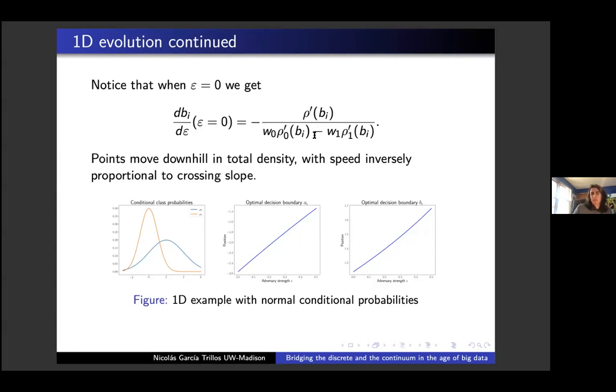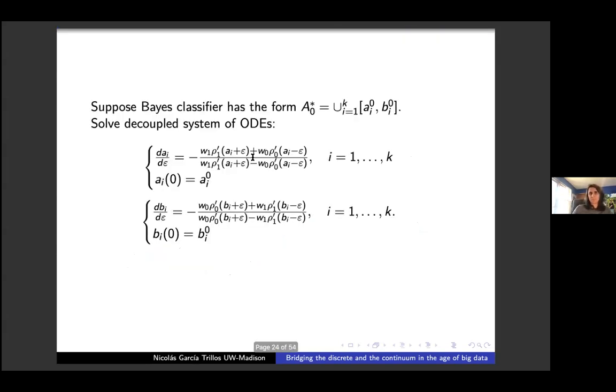In fact, one can see this given the convention that we have for what is +1 and what is 0. And this should be pretty intuitive: the boundaries are going to try to move downhill in the density. That makes total sense, because you're going to try to push the boundaries to regions where there is less data so that the adversary can give you less trouble. Okay, so that's the idea.